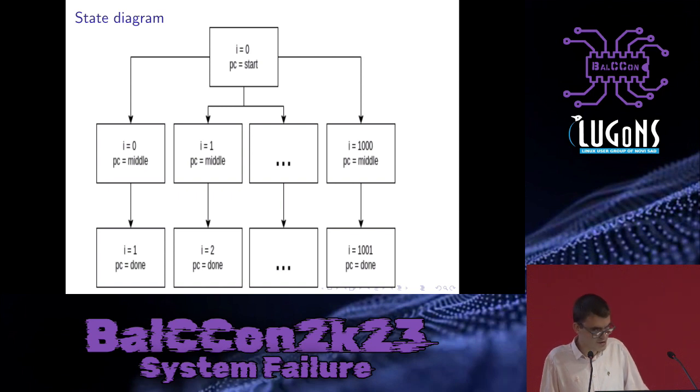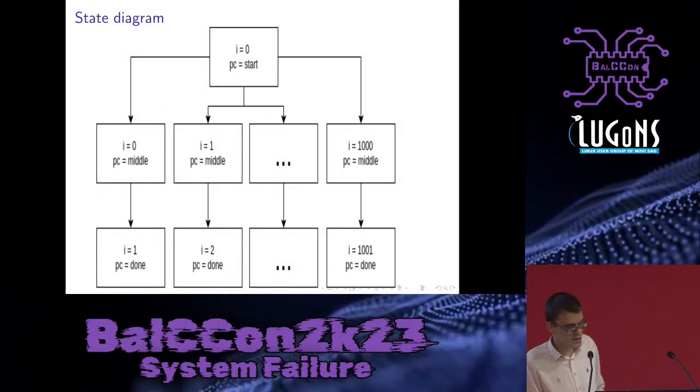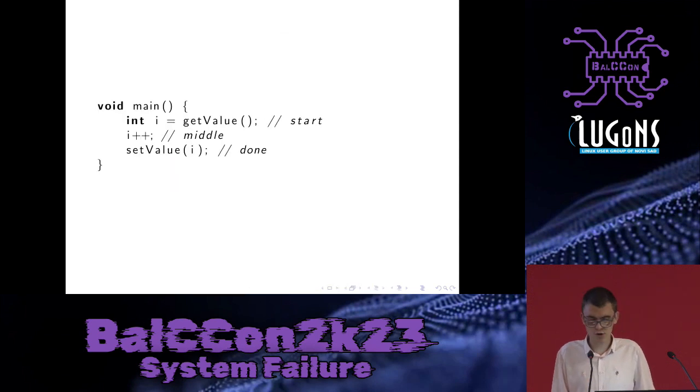So this is basically drawing all possible states we can get from this program. And then for every next state we have the increment, and that means that PC is equal to done, and for the first state where I equals 0, it will end up equal to 1, and where I equals 1, it will end up I equal to 2, and so on and so on. So this is pretty simple. We can all do this manually because we had a really simple program.